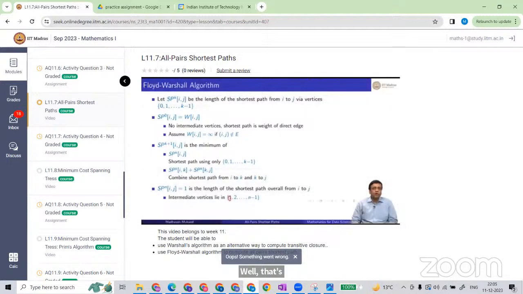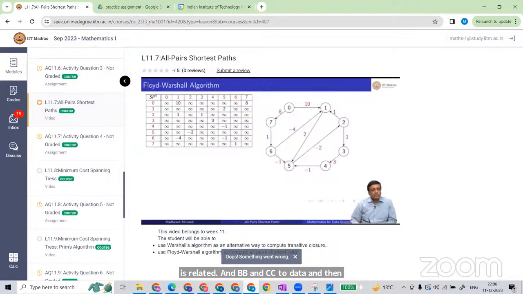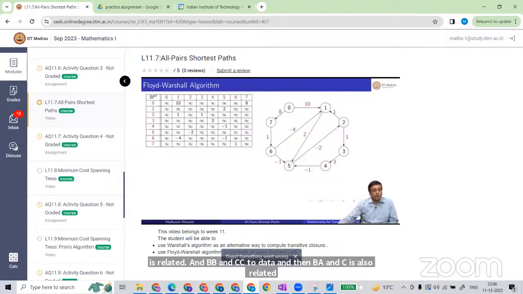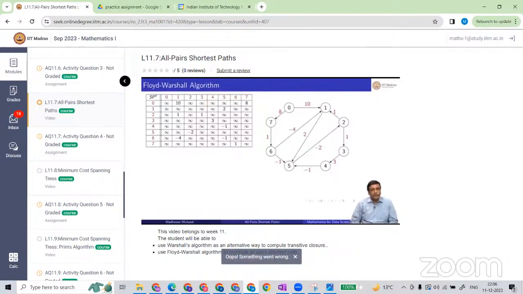That I know, sir. I think transitive closure is used to find the transitive relation. If A and B are related and B and C are related, then A and C are also related. That is what we are doing. If related means there is an edge, then we are adding. Right, what he has told is right.